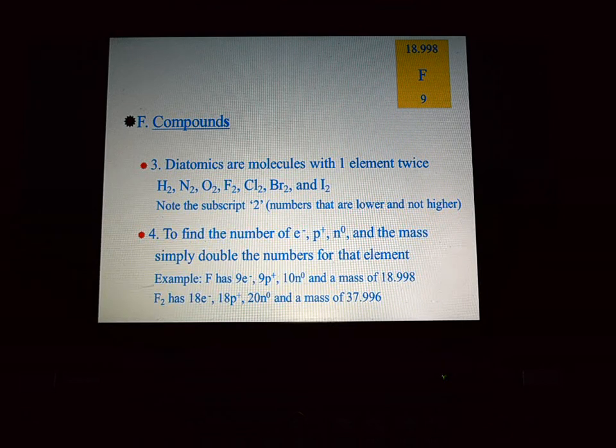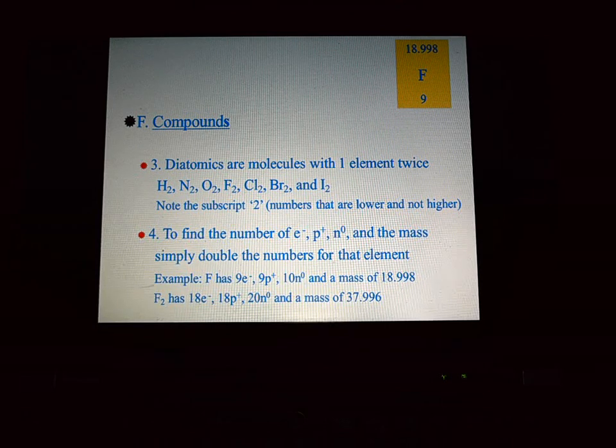So hydrogen: 2 protons, 2 electrons, mass of 2. And by the way, still has no neutrons, because hydrogen doesn't have any neutrons. It's the only one that doesn't have any neutrons, normally, for the regular number 1 isotope of hydrogen. Everybody else has neutrons.